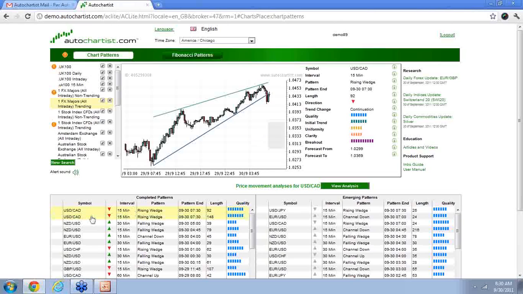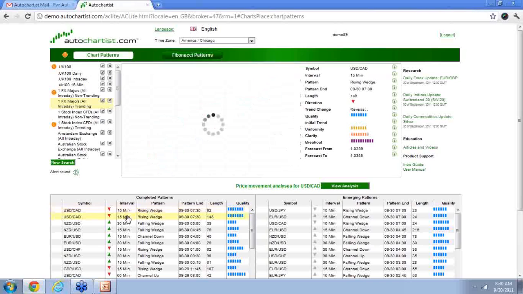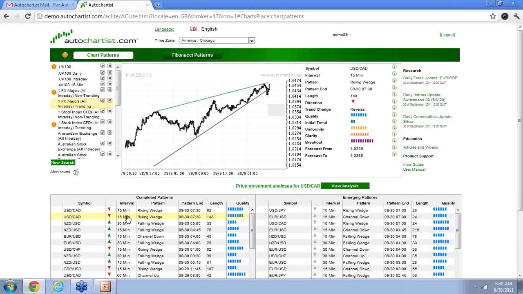Now this is based on a 92 bar length pattern on a 15-minute chart. With a 15-minute chart, you want to see that you have a high length. So here's the 15-minute off of 148 bars. It's the same pattern. It's a rising wedge, but it began at a different point. You can see that this started out a little bit longer and that the market began to break out.